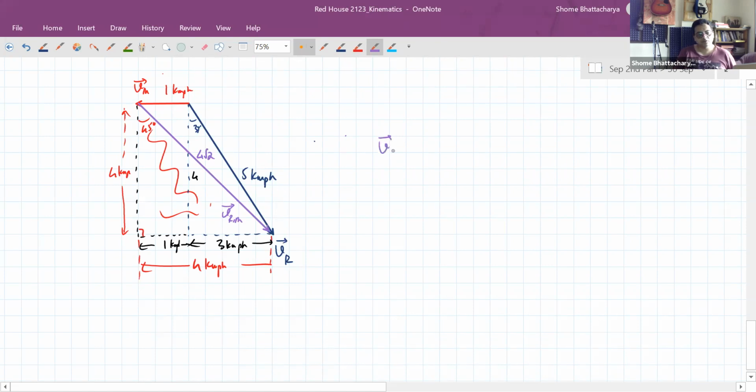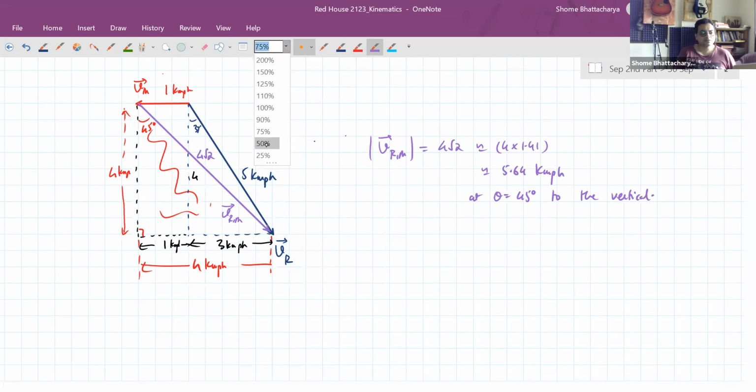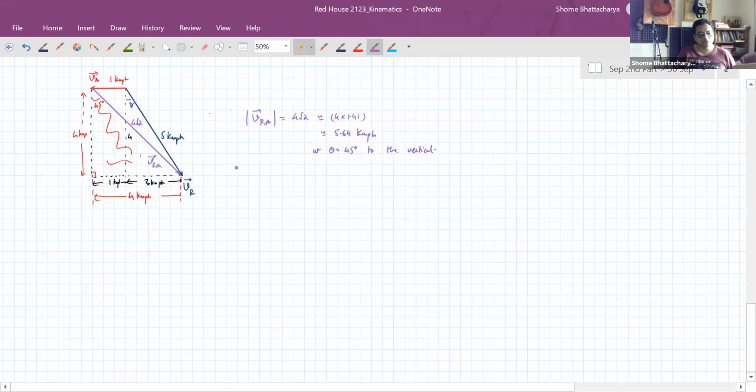4√2. So the relative velocity of the rain with respect to the person now has a magnitude of 4√2, or approximately 4 × 1.41, and is at 45 degrees to the vertical. So this is the easiest way to handle the question if you ask me. Okay. However, you can always use component algebra also, and you can do it this way, that 3i cap minus 4j cap, and now the velocity of the man has become minus i cap.